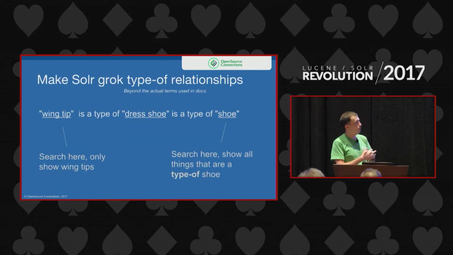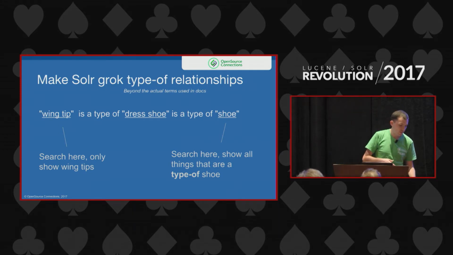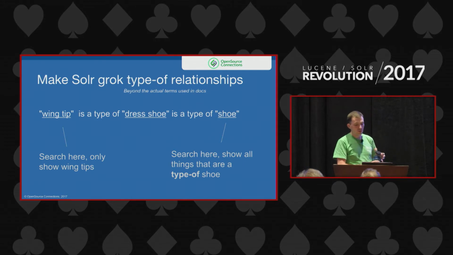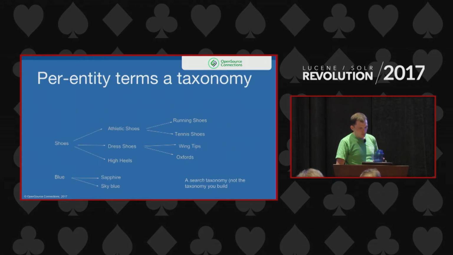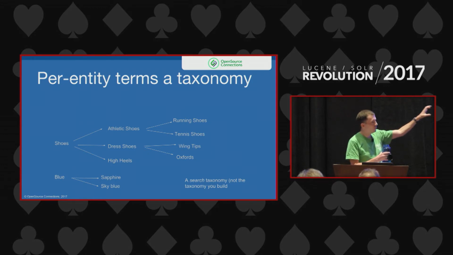So my goal, especially in a lot of contexts, is that I spend a lot of time when I do relevance work trying to make Solr really understand these types of hierarchical relationships. You know, we've said this before, wingtip is a type of dress shoe, is a type of shoe. And these are the kinds of use cases you're trying to get out. And we're talking mostly in this upper category of hierarchical relationships, shoes to more specific kinds of shoes to even more specific kinds of shoes.